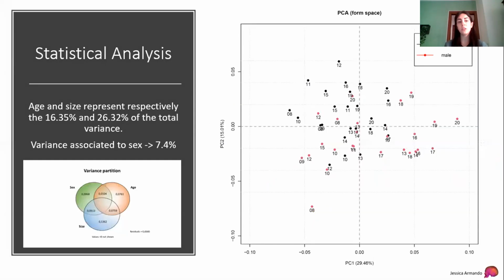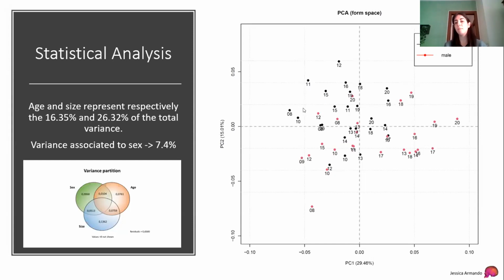As for the statistical analysis and our results, we see that age and size represent 16 and 26% of the total variance. Meanwhile, the variance associated with sex is 7.4%, and this variance is explained by the interaction of sex with size and age. So sex, age, and size are related together.